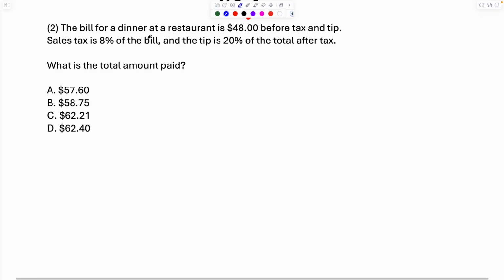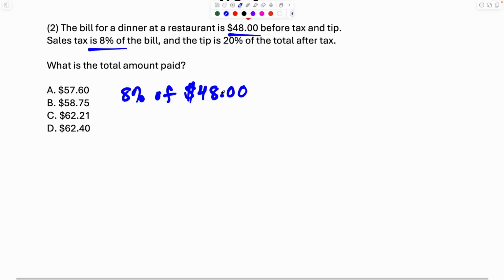Question 2, the bill for a dinner at a restaurant is $48 before tax and tip. Sales tax is 8% of the bill, and the tip is 20% of the total after tax. What is the total amount paid? So for this one, let's go ahead and first find 8% of $48. Okay, so here the sales tax of 8% is being applied to this bill here. So we're going to go ahead and find 8% of $48.